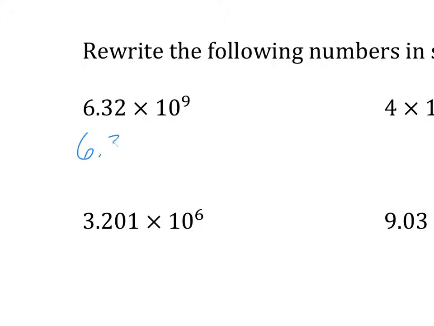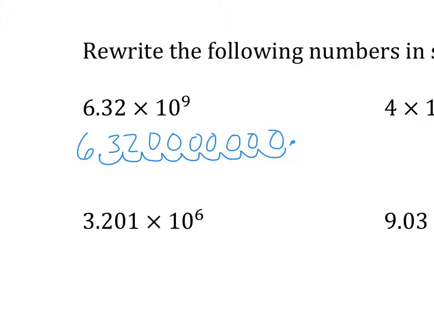Okay, so if we have 6.32 and we have 10 to the positive 9, that means we have to move our decimal to the right 9 places. 1, 2, 3, 4, 5, 6, 7, 8, 9. Okay, it's going to be there. We'll fill in those zeros.